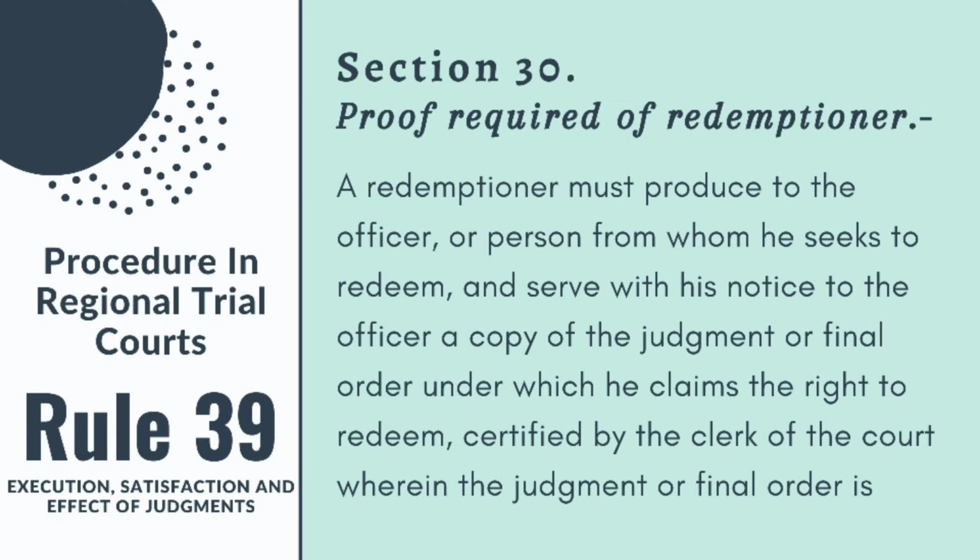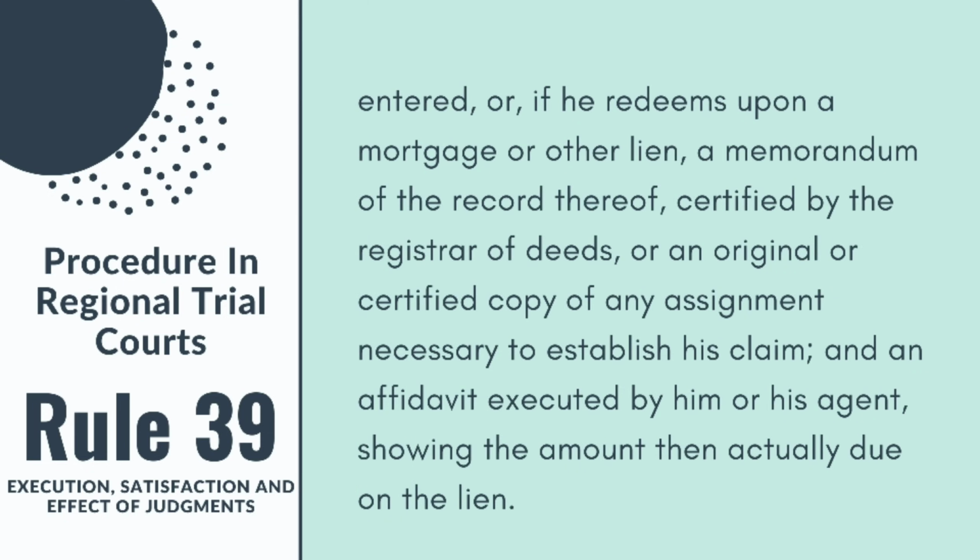Section 30. Proof required of redemptioner. A redemptioner must produce to the officer, or person from whom he seeks to redeem, and serve with his notice to the officer, a copy of the judgment or final order under which he claims the right to redeem, certified by the clerk of the court wherein the judgment or final order is entered. Or, if he redeems upon a mortgage or other lien, a memorandum of the record thereof, certified by the Registrar of Deeds, or an original or certified copy of any assignment necessary to establish his claim, and an affidavit executed by him or his agent, showing the amount then actually due on the lien.